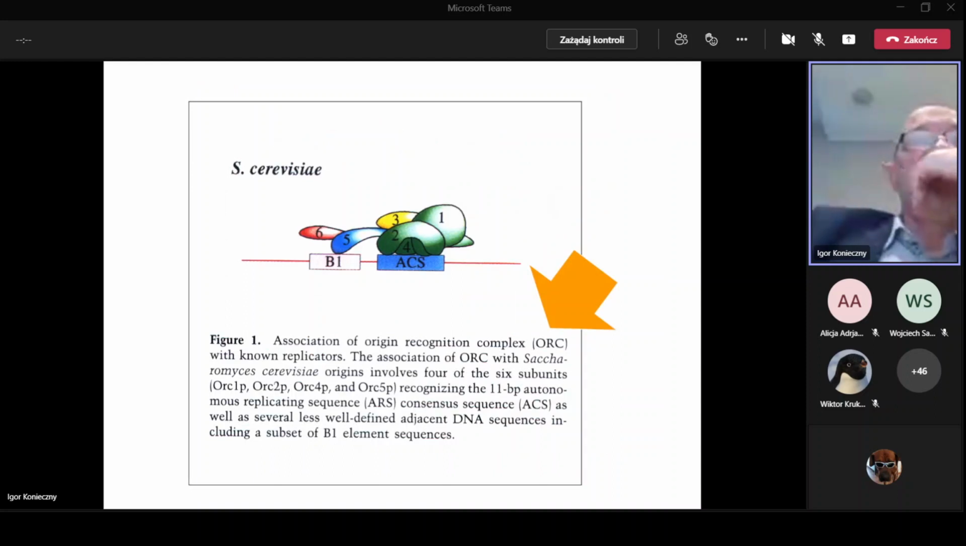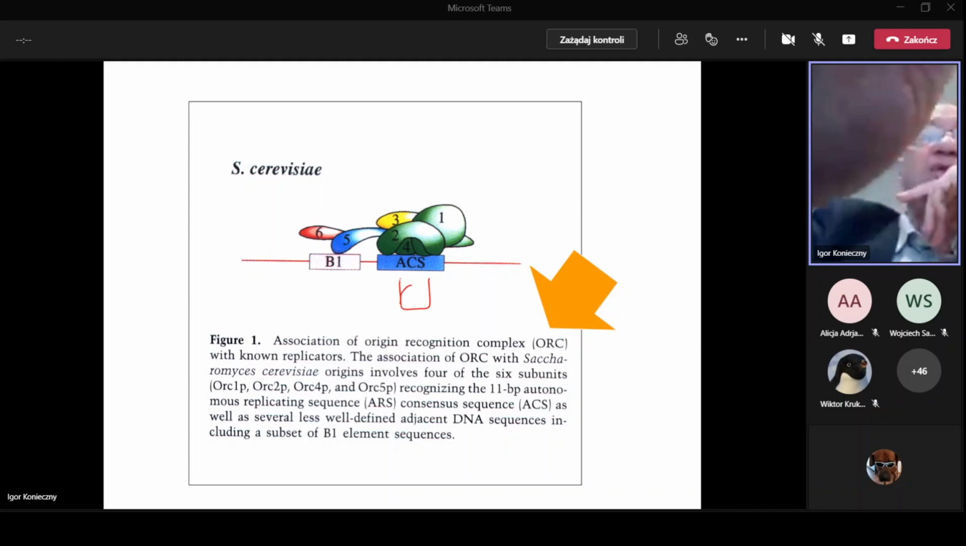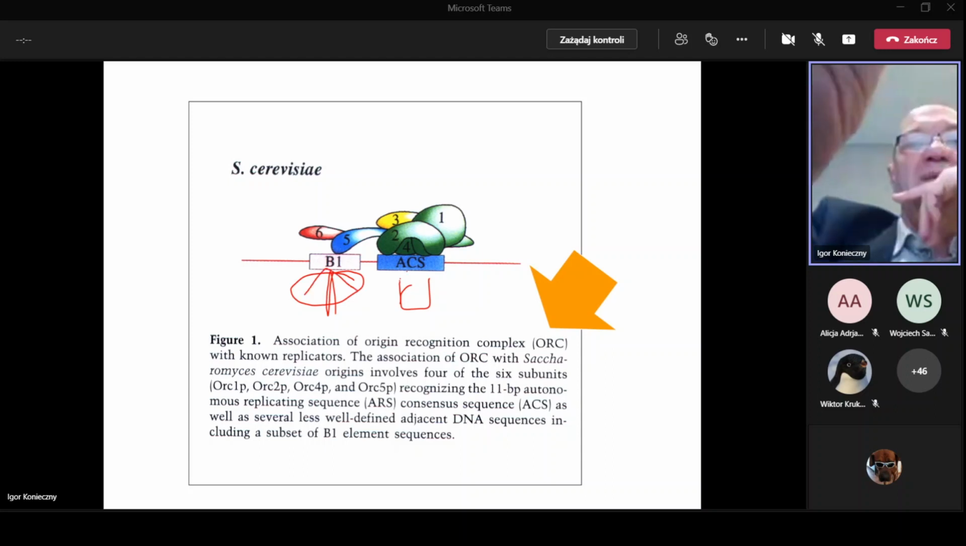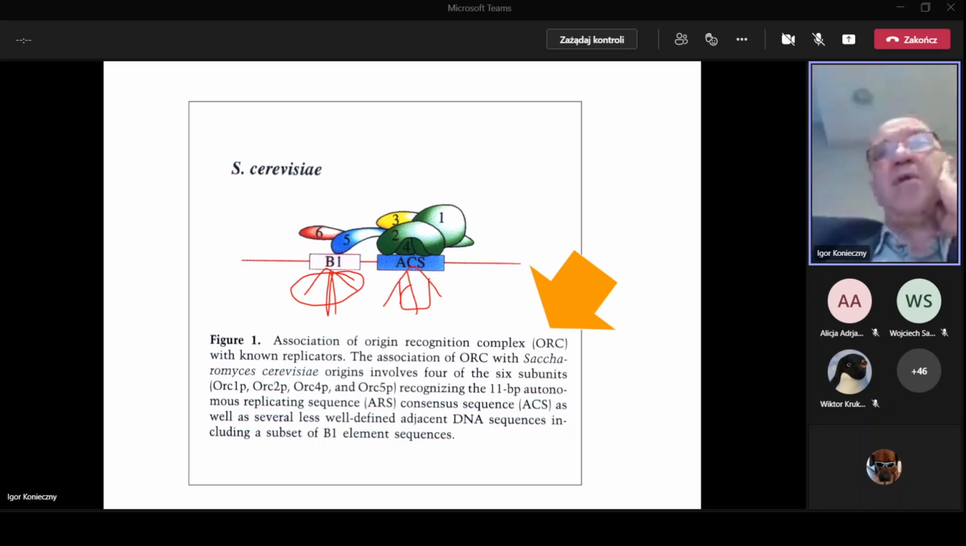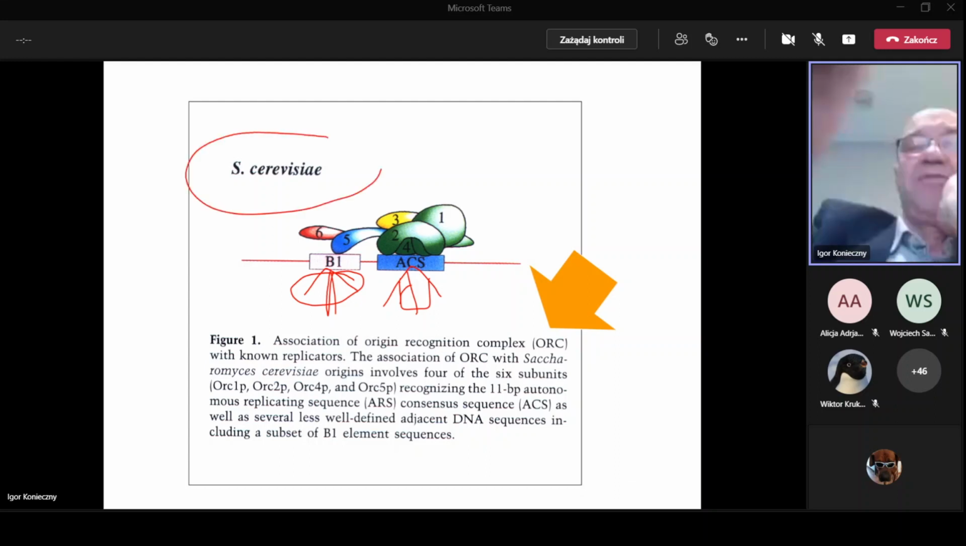It was found that the origin recognition complex, ORC, subunits ORC1, ORC2, ORC3, ORC4, ORC5, interact with this autonomously replicating consensus sequence. And some of those subunits also interact with the B part, which is not essential but is an important part of replication origins. This is in Saccharomyces cerevisiae.